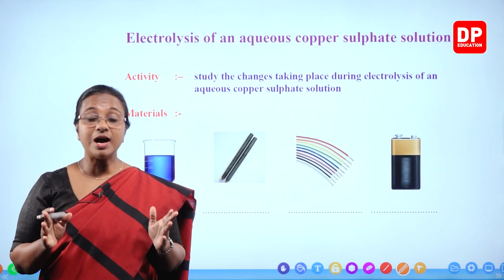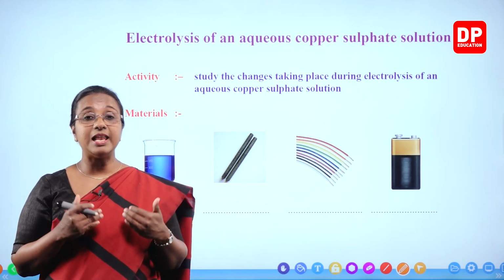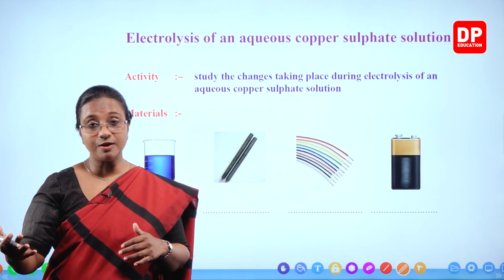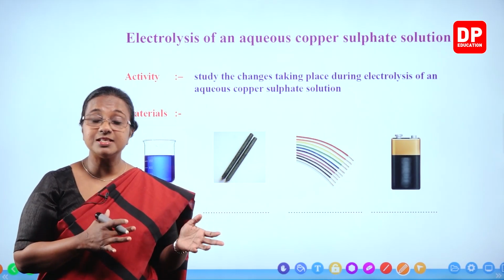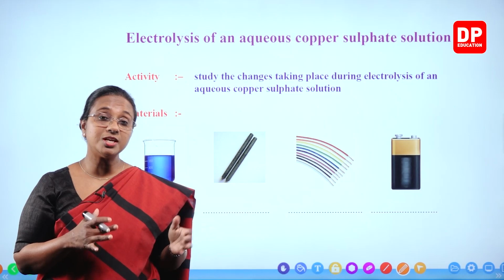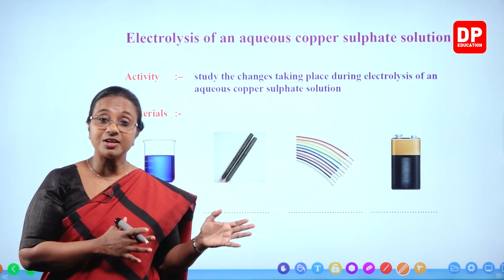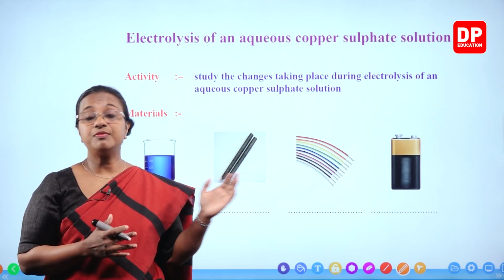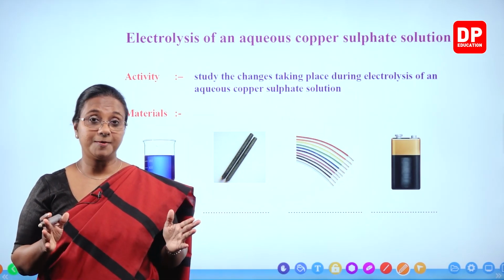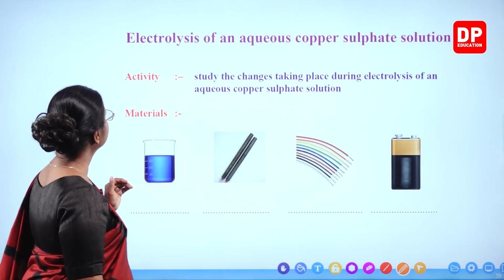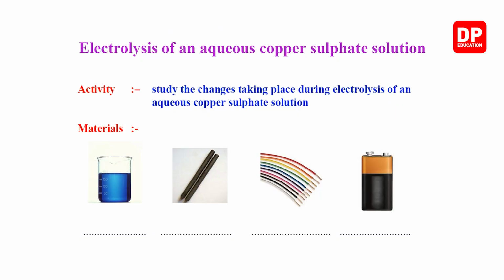There you were able to understand that depending on the electrolyte, if it is liquid sodium chloride, there is a set of products. And when it is the sodium chloride aqueous solution, because of the ions present in the electrolyte, the reactions and the products of electrolysis are different. I'm sure you all can remember that. So now I'm going to discuss electrolysis of an aqueous copper sulfate solution.